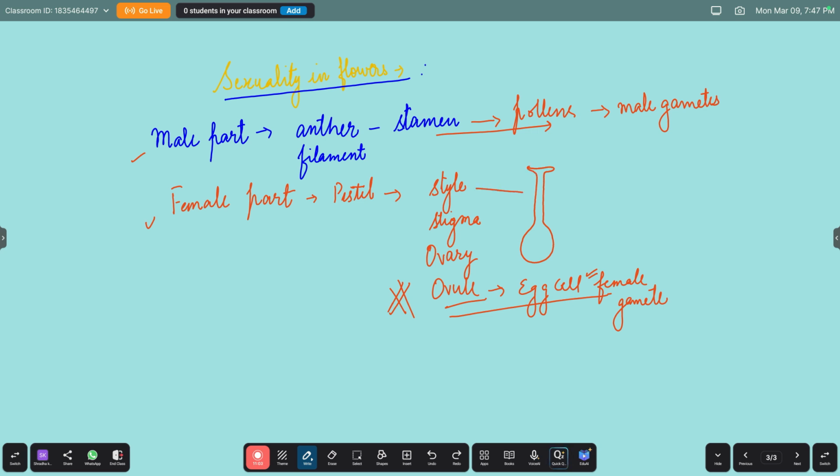Okay, this is the style, this is the stigma, ovary, and inside is the locule, which consists of the seed, that is called the ovule. Now this here consists of the egg cell, that is the female gamete.